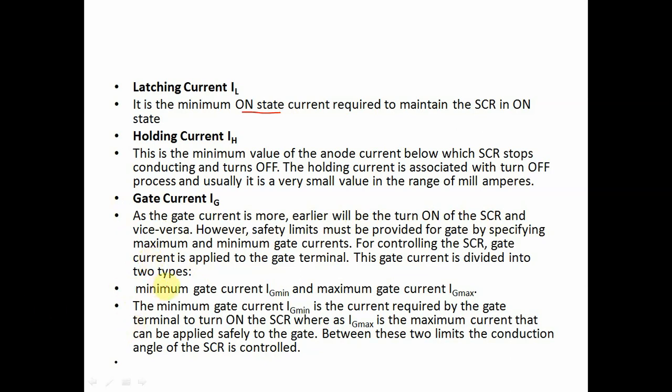There are two types of gate current, minimum gate current and maximum gate current. The minimum gate current is the current required at the gate terminal to turn on SCR. The maximum gate current is the limit applied to the SCR for safety purposes. If more than the maximum gate current is applied to the SCR, then the SCR will be damaged. Within this limit, SCR works in a very good manner. Here, lecture number one is completed.